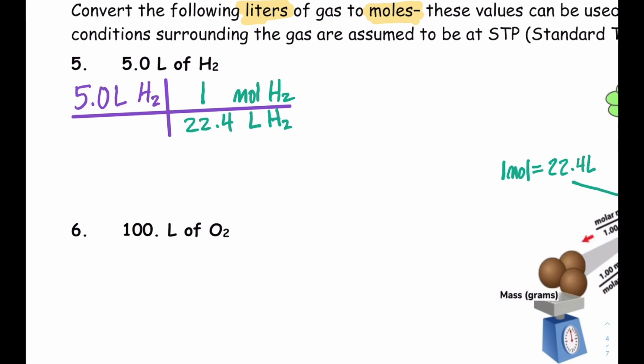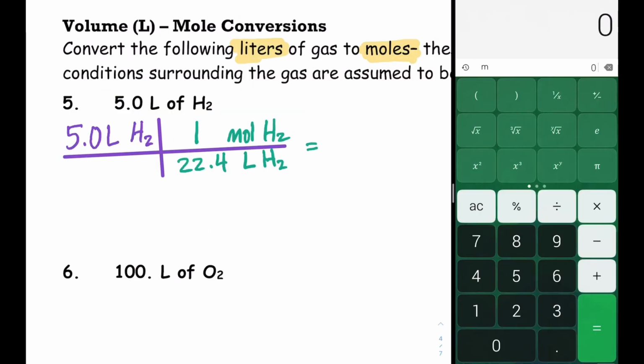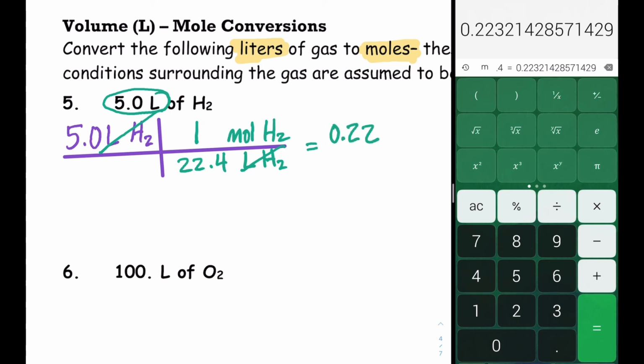Let's take out our calculators and solve. Remember to cancel your units. Liters of hydrogen and liters of hydrogen cancel. 5.0 times 1 is just 5.0. So 5.0 divided by 22.4 equals 0.2232. So we're going to round that calculator answer to 2 significant digits because that's what we're given in our value to start with. So our calculator answer will be rounded to 0.22 moles of hydrogen.